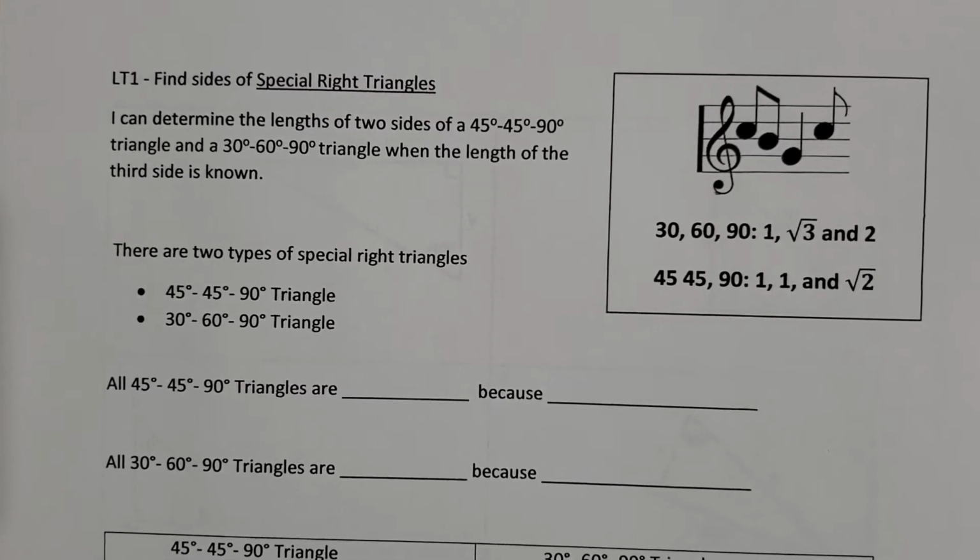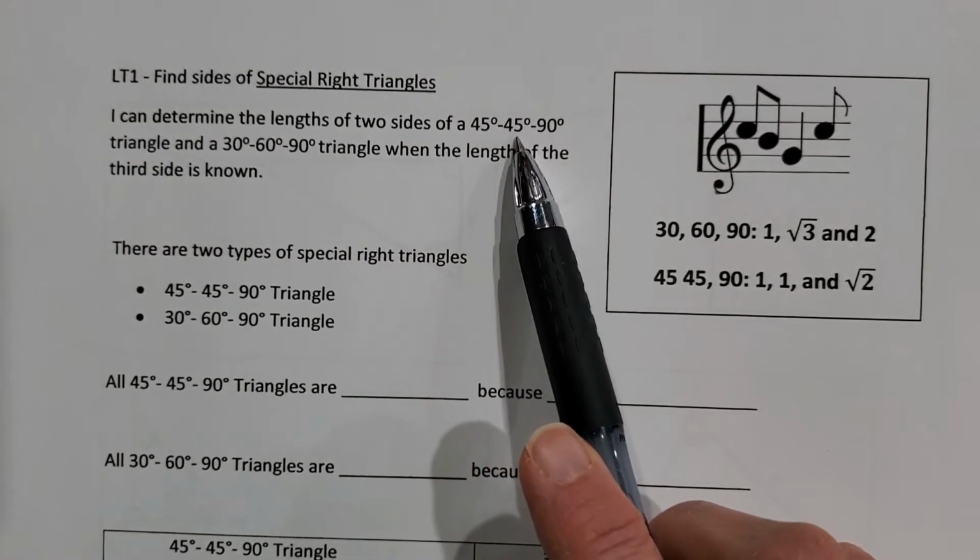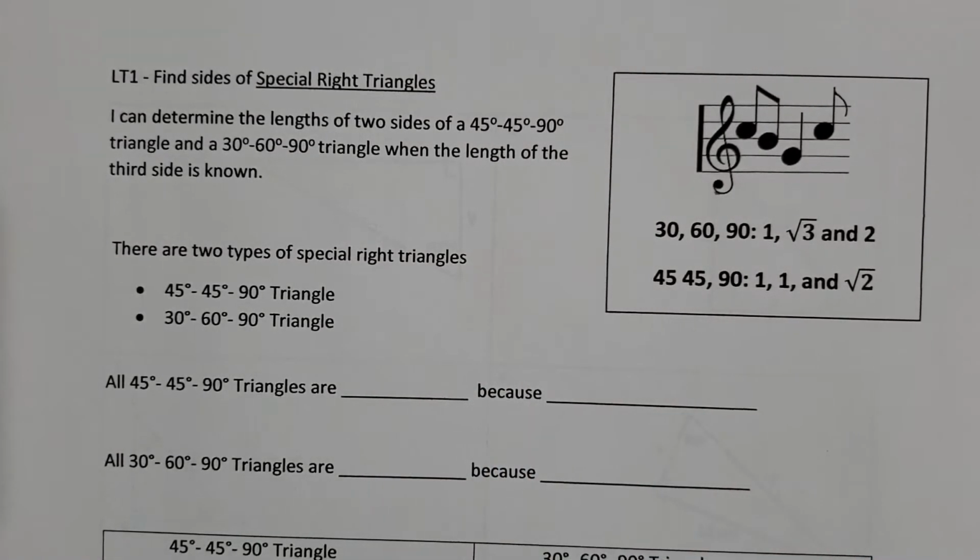Today we are going to talk about special right triangles. There are two kinds of special right triangles. One is a 45, 45, 90 degree triangle, which means two angles are 45 degrees, and the other one is a 90-degree angle. And the other one is called a 30, 60, 90 triangle. And these two triangles are used a lot as we get into trigonometry.